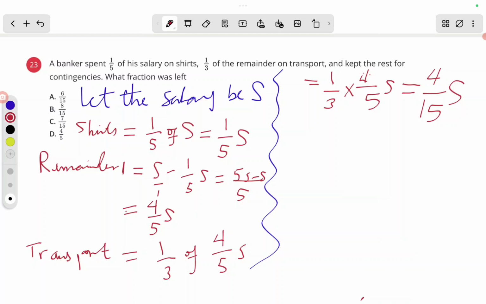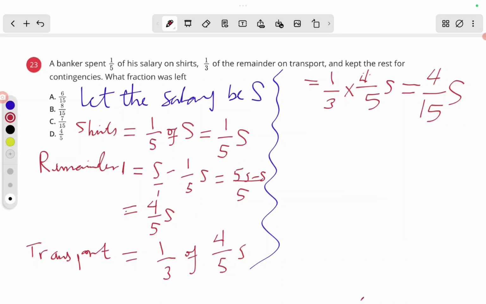Good. Now, the last sentence that we have is, and kept the remaining for contingencies. So how are you going to get the remaining, or the money that is left? You have to go back to the second sentence where we have 1 over 3 of the remainder. So if 1 over 3 of a whole is spent, the remaining part of this whole is going to be 2 over 3. So we are now getting the fraction of the remaining salary.